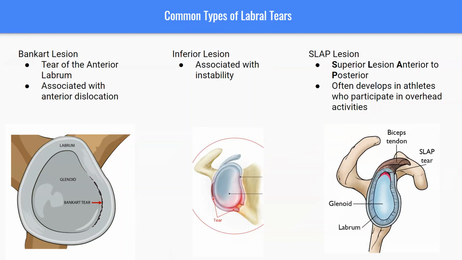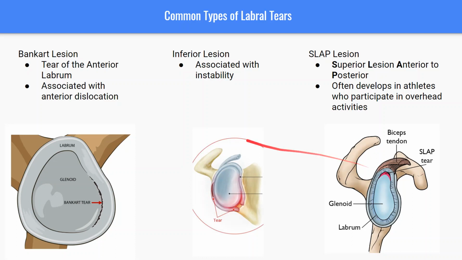So here are the common types of labral tears that we see. You have Bankart lesions, right, which is a tear of the anterior labrum. You have inferior lesions, right, associated with a lot of instability. And then you have SLAP tears, or SLAP lesions, which means superior lesion, anterior to posterior. So you have that entire rip of the superior aspect of the labrum there. We see this a lot in athletes who participate in overhead type of activities.